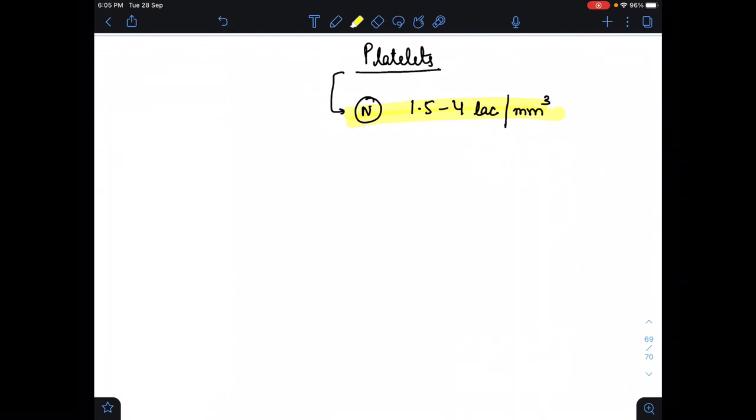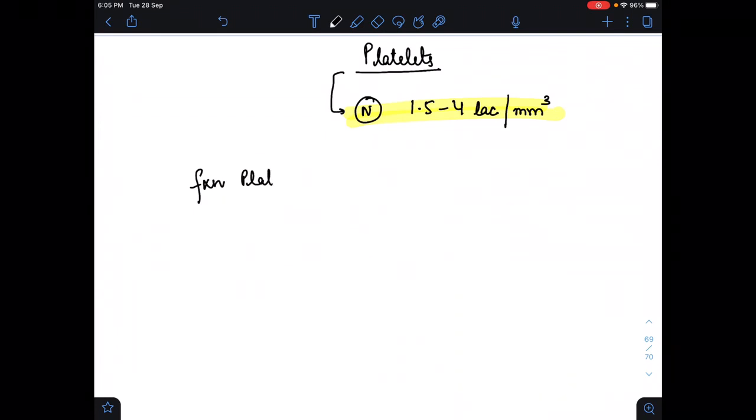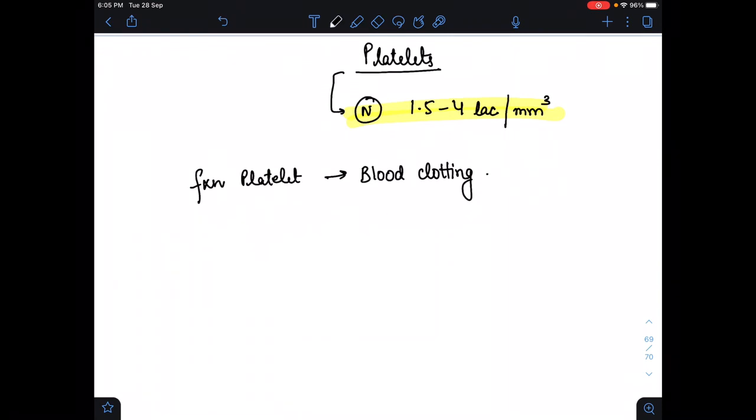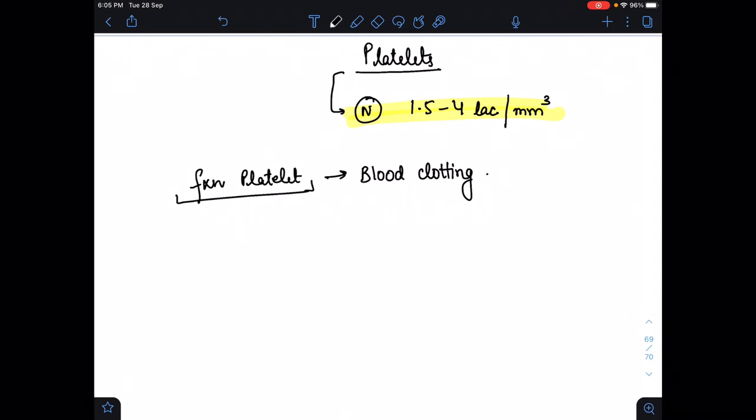Now what is the function of the platelet? Basically, the function of the platelet is to clot the blood. So how will the platelet function so that the blood will clot? How will the platelet work? Platelet function happens in 3 steps.